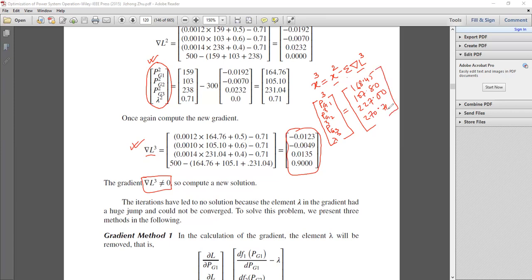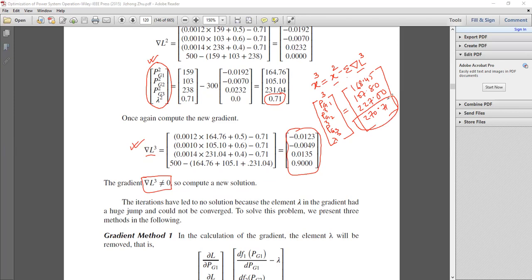So you see your lambda value. What was the immediate previous lambda value? 0.71. It was a very, very small value. It was manageable. But suddenly we see that this lambda has become 270. Okay. So this is the problem now. The problem is that the solution, instead of converging, has already started to diverge away.